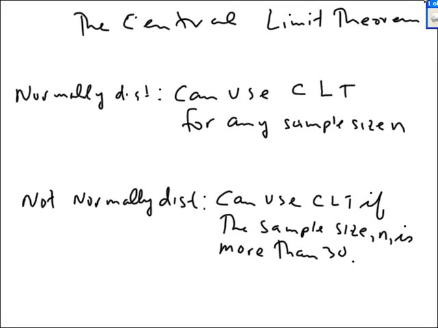So if you're not told that the data is normally distributed, you can still use the central limit theorem, but n must be greater than 30. Okay, having said that, let's do some central limit theorem problems. Now, central limit theorem problems, in my mind, are exactly like z-scores.